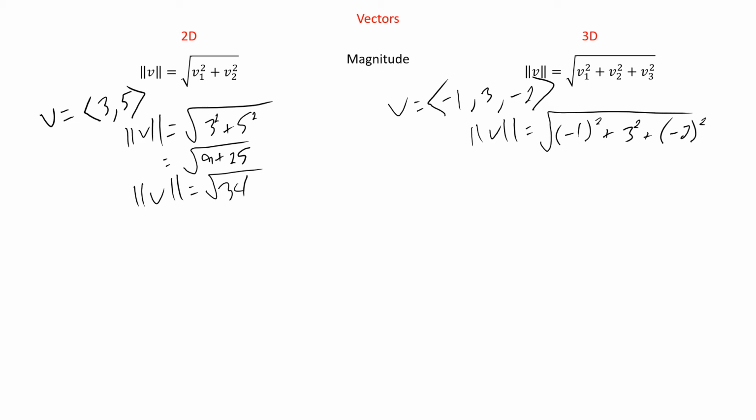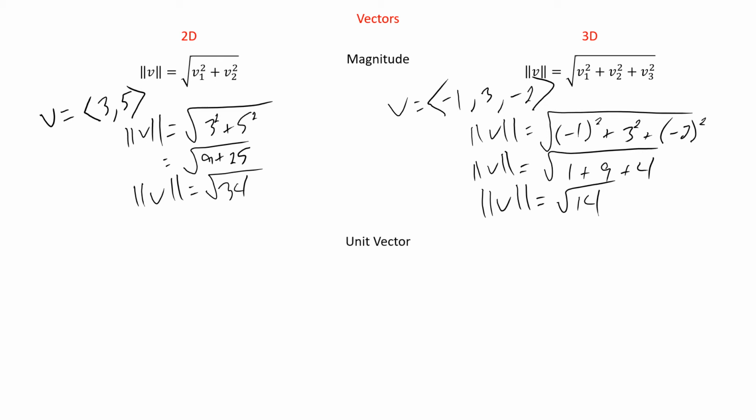Don't blindly put them into your calculator and get things like -1 and -4. Don't do it. Don't be that guy. So when we do this correctly, we'll get the square root of 1 plus 9 plus 4, which is the square root of 14 would be the magnitude of this one.